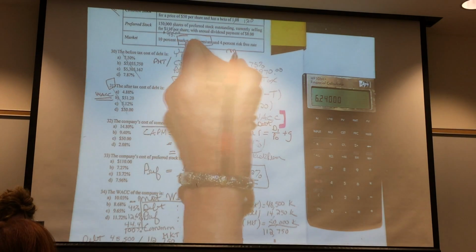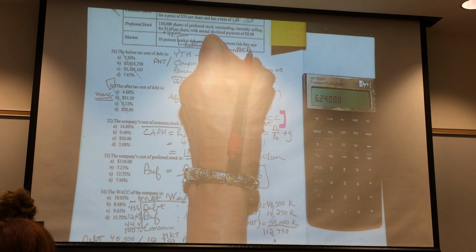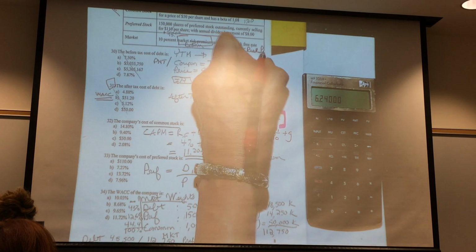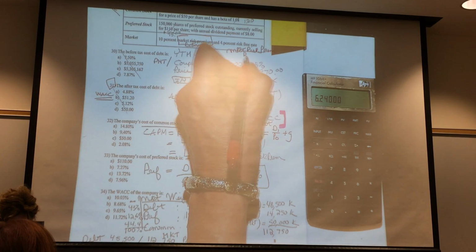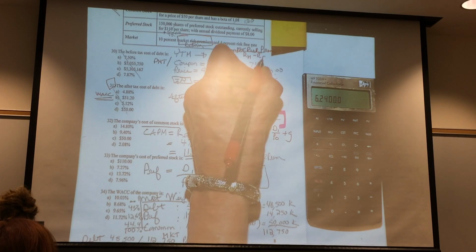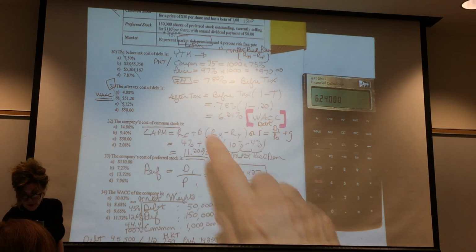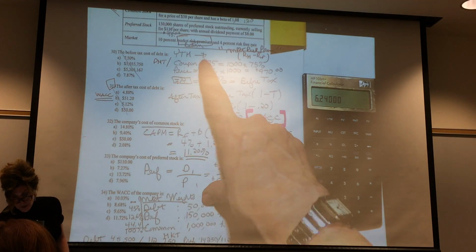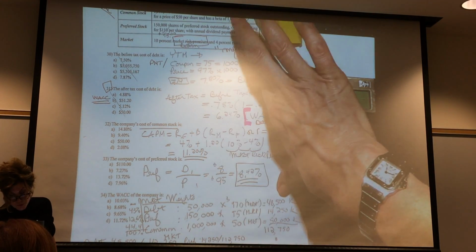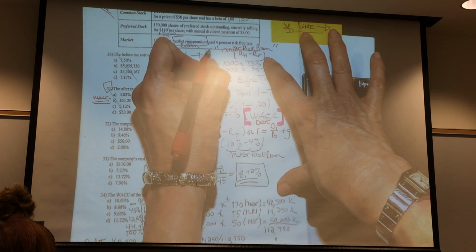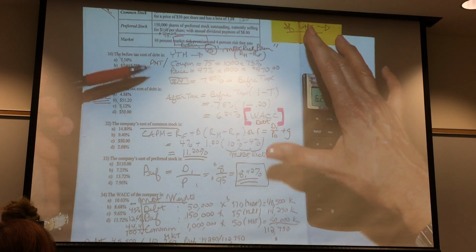What does market risk premium mean? It's the expected market rate minus the risk-free rate. That's my RM minus my RF. I don't want you missing points. If they say the market return, that's RM. If they say the market risk premium, it's RM minus RF.